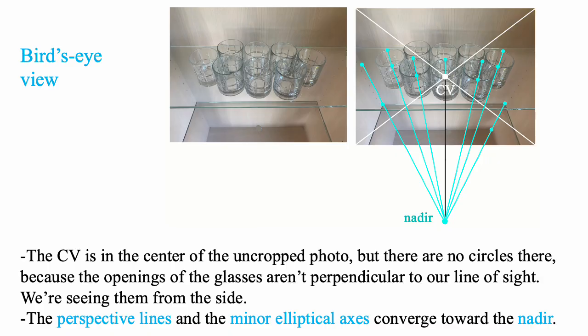Here are glasses seen from a bird's eye view, looking down at them. The center of vision, again, is the center of an uncropped photo. But there are no circles there because the openings of the glasses aren't perpendicular to our line of sight. We're seeing them from the side. Now, the nadir is where the perspective lines of the picture go. You can see here and here. But it is also the direction of the minor axes of the ellipses.